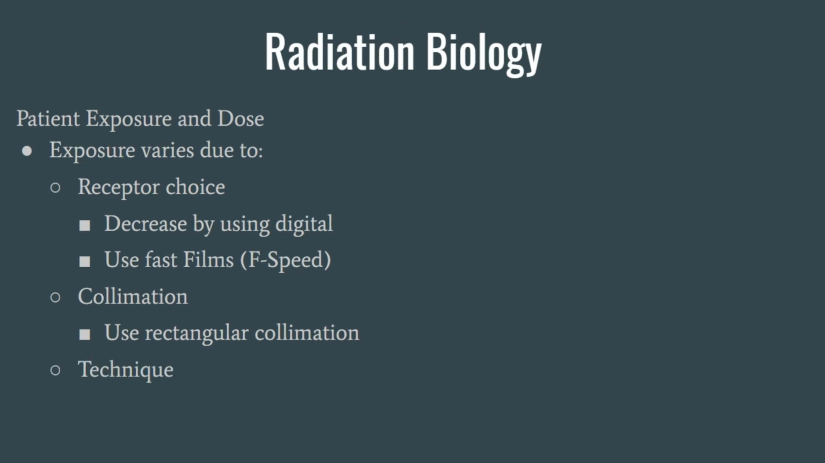The operator's technique. If you increase the target to receptor distance. So remember, the target we're talking about is the tungsten target. The receptor is the film or the digital sensor. If you increase that distance, those X-rays lose penetrating power, lose energy as they travel through that cone or through the PID. So if you increase your target receptor distance, you're going to decrease the amount of radiation.